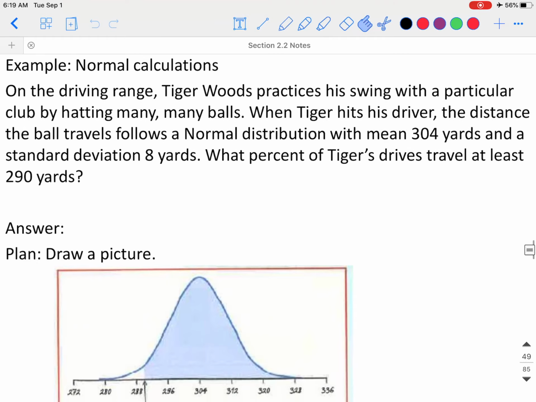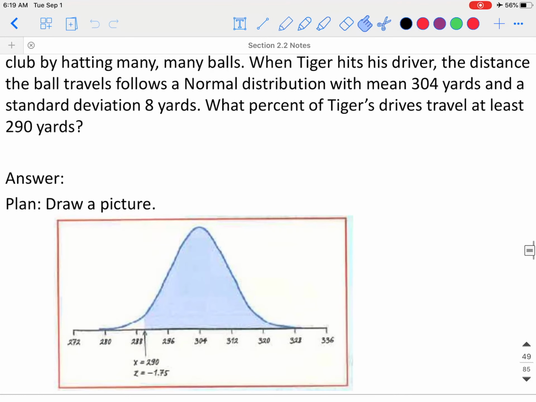So for the plan, we're going to draw a picture that represents this. We're going to mark where our mean is, and 1, 2, and 3 standard deviations away. We're then going to indicate where that x value is and shade what we're looking for. So we're looking for greater than 290 yards, so we're going to shade to the right.